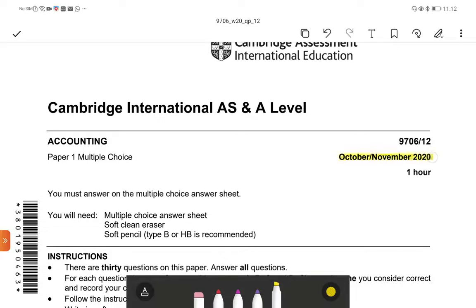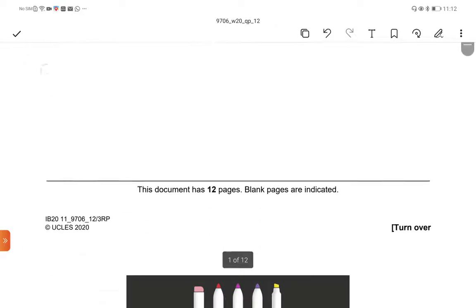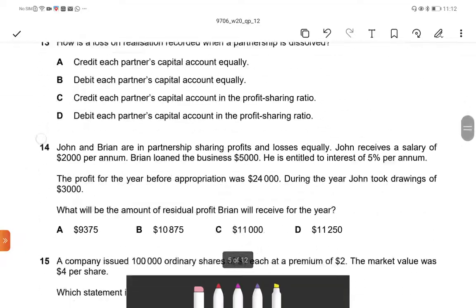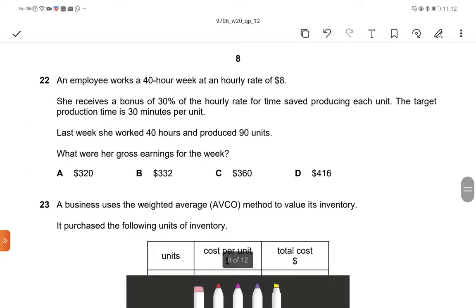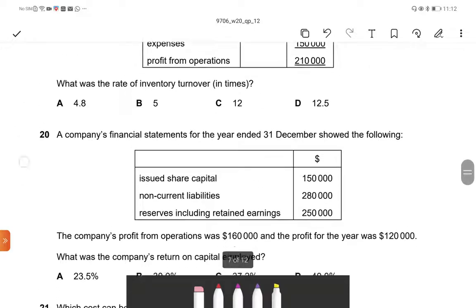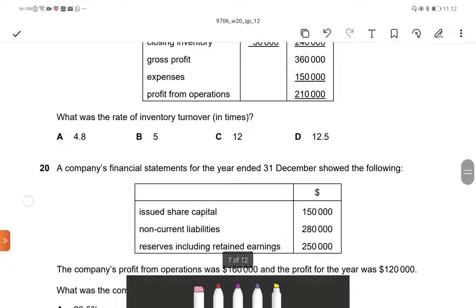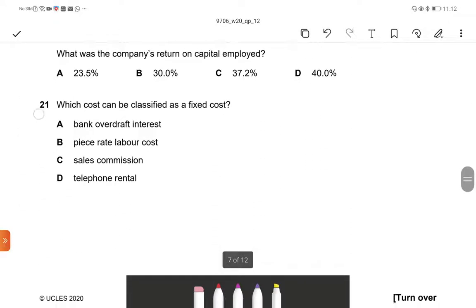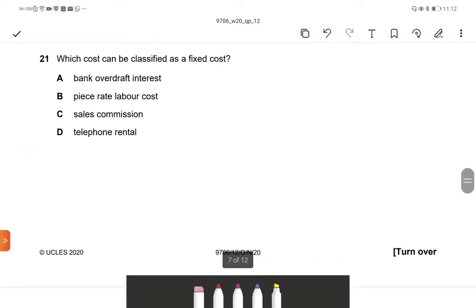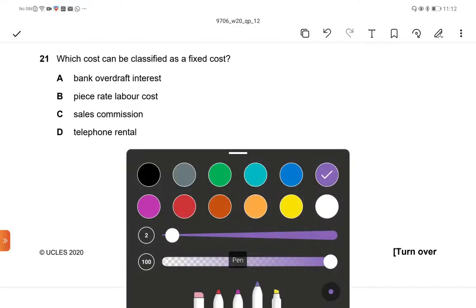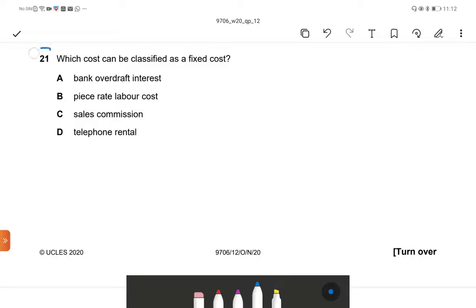October-November 2022, paper 12. The last part we are going to do today. Question number 21. Which cost can be classified as fixed cost?